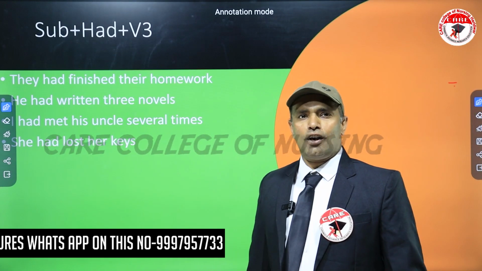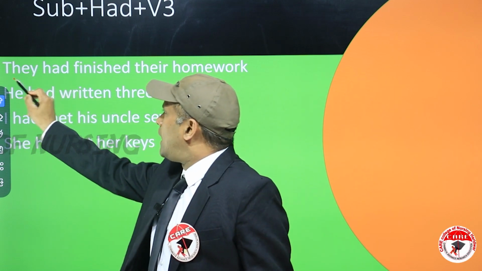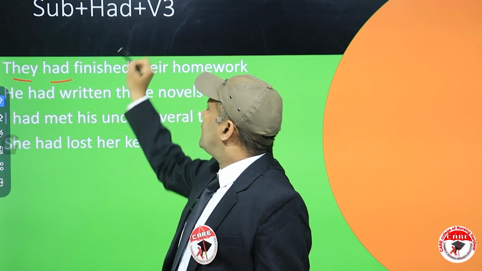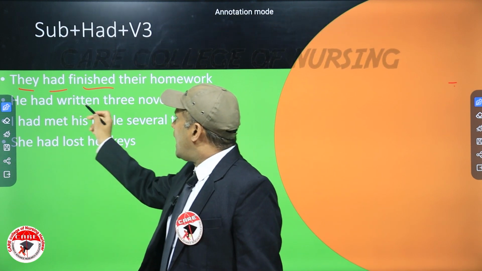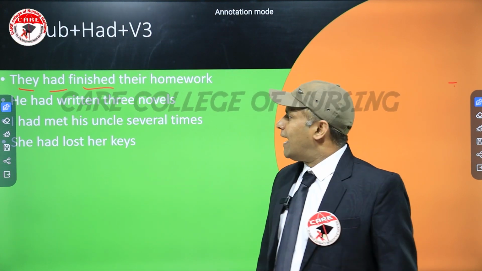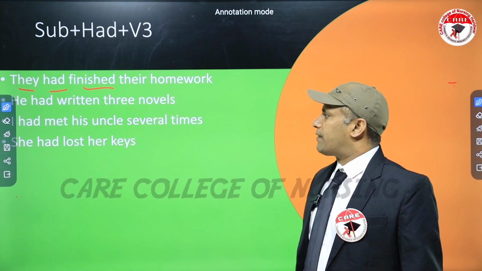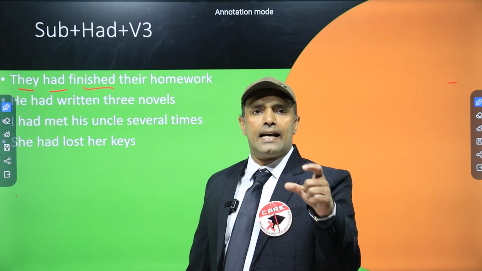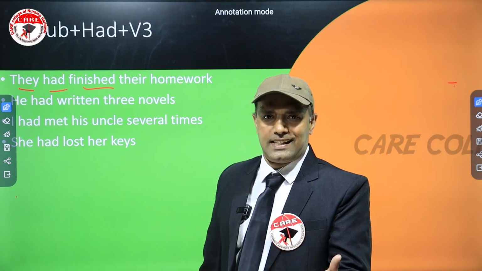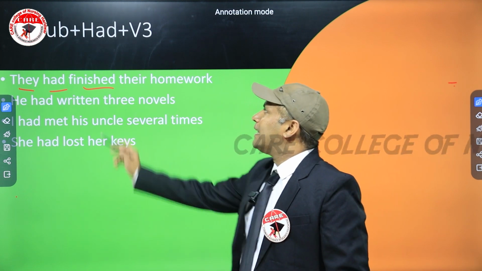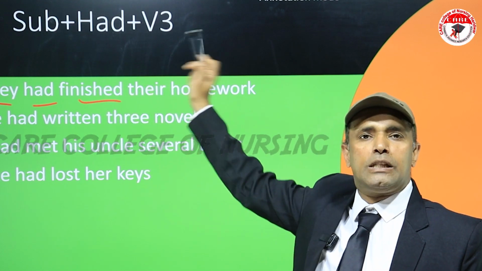Okay, let's see the structure of the sentence. They had finished their homework. Subject plus had plus third form of the verb or past participle of the verb. Another example, he had written 3 novels. Another example, I had met his uncle several times. She had lost her keys. So all these follow the same format. Subject plus had plus past participle of the verb.